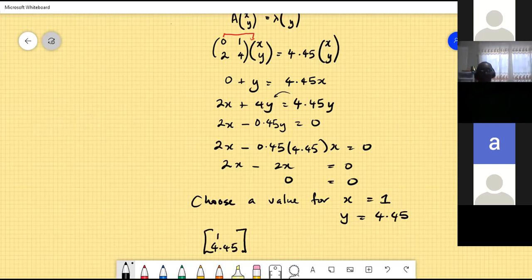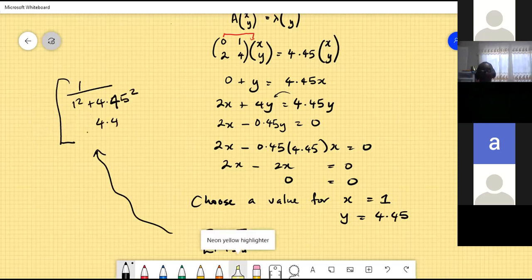The answer that MATLAB is going to give us, let me write it big here, is 1 over 1 squared plus 4.45 squared and 4.45 over 1 squared plus 4.45 squared. That is the answer that MATLAB is going to give us for the eigenvalues. All right, because it is not going to choose x equal 1. It's going to do what is called normalize the vector.